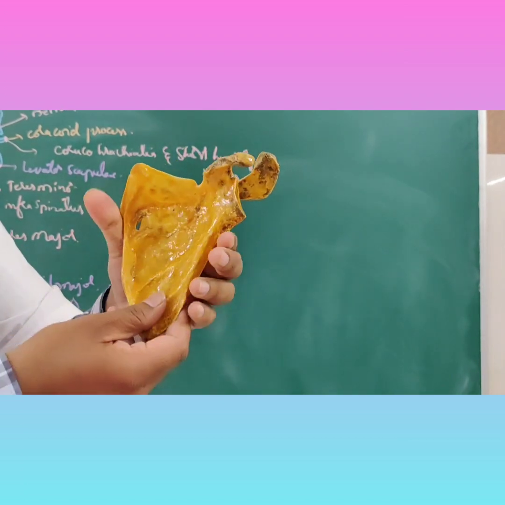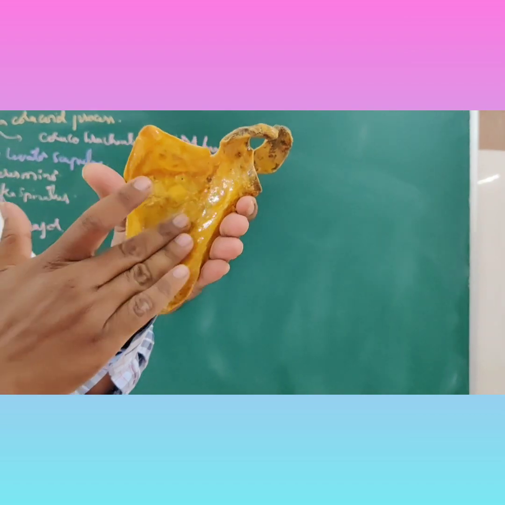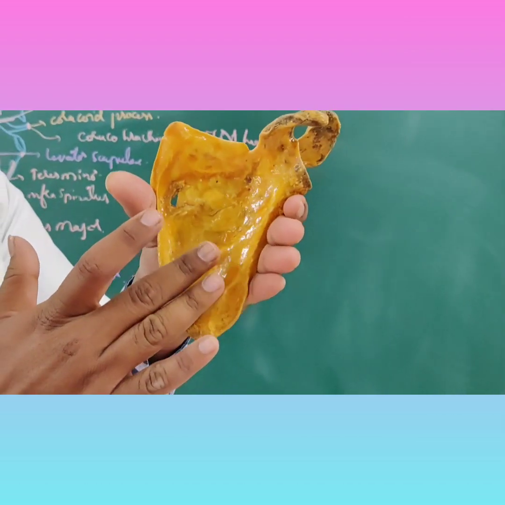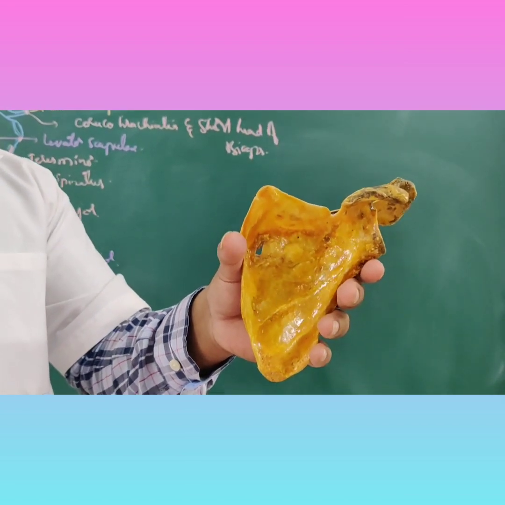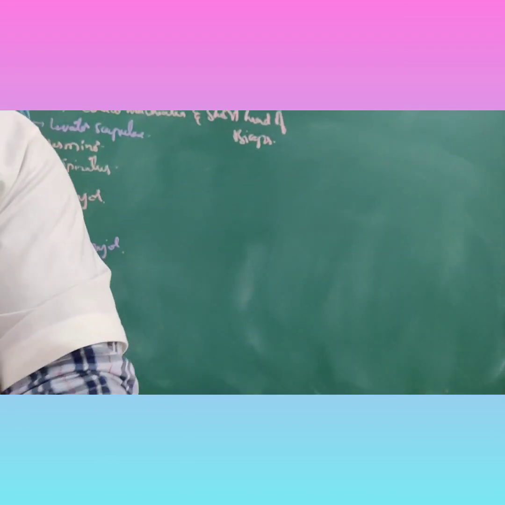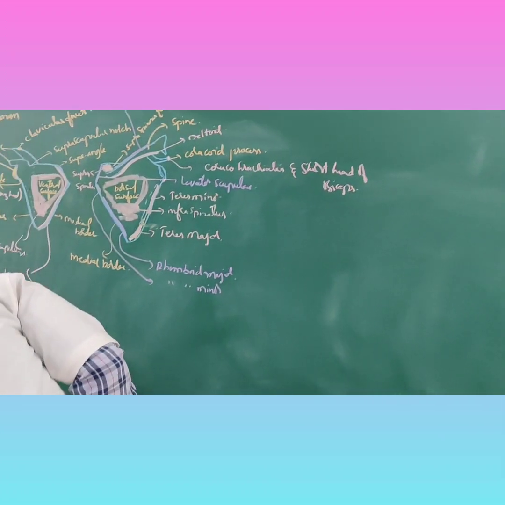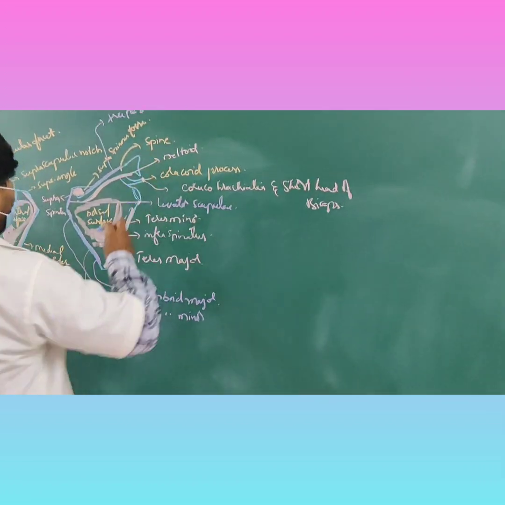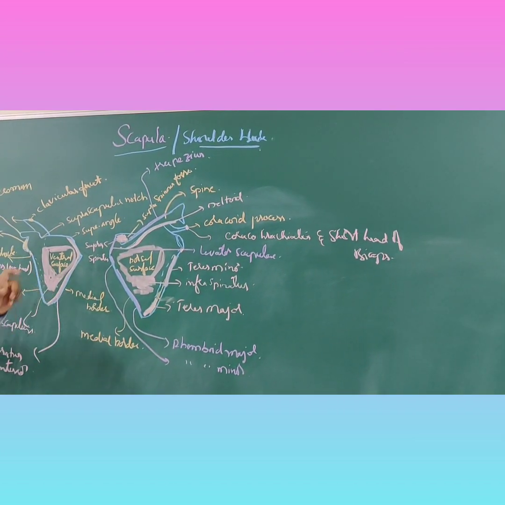The dorsal surface with the spinous process faces posteriorly. Okay, so you have to hold the scapula like this. Look for the ventral surface. It is somewhat deep, concave, right? So now we will move on to the muscular attachments. Coming to the muscles attached to the scapula, this is the dorsal surface of the scapula, and this is the ventral surface of the scapula.